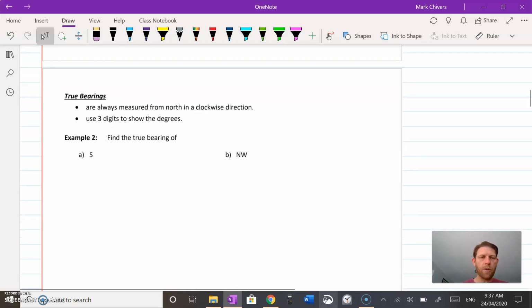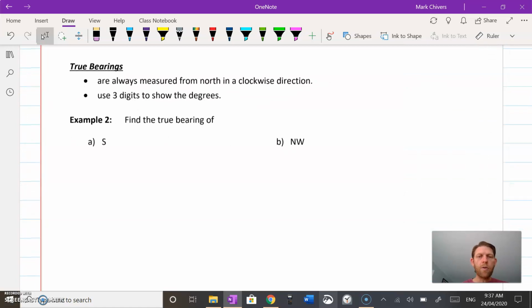Now, in my experience, compass bearings come up a bit, but true bearings tend to come up more. So do make sure you understand true bearings. These are always measured from north in a clockwise direction. If I have a north line here, and a spot A out here that I'm measuring the angle to, the angle is measured all the way around from north to the angle to A. So we always measure from north.